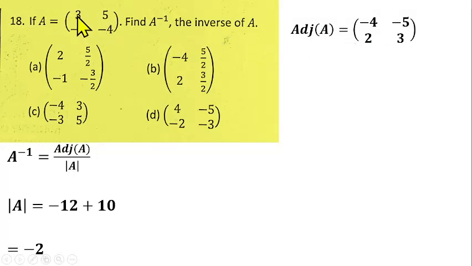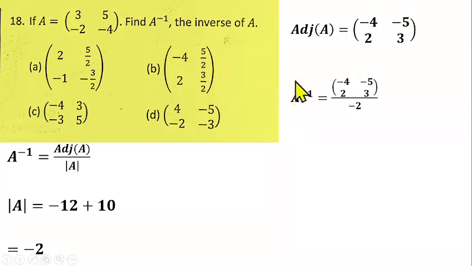All you need to do is to swap this diagonal. Swap this one. So this minus 4 will come here, then 3 will come here. So you have a minus 4, then 3. Then the second diagonal, you need to multiply by minus. You multiply this by minus, you multiply this by minus. So you have 2, then you have minus 5. So that is the adjoint of matrix A.